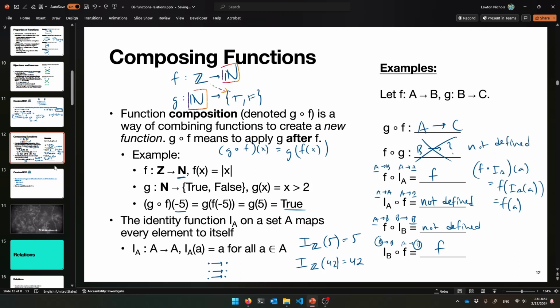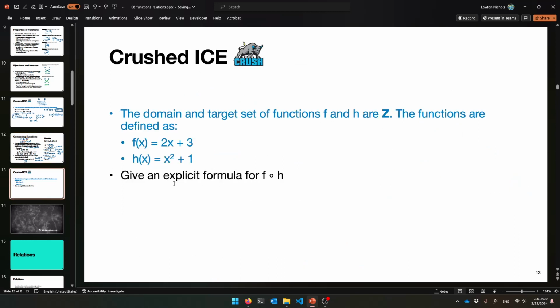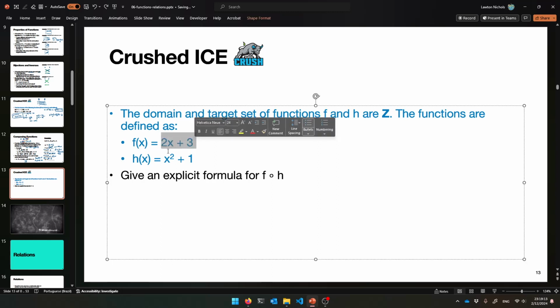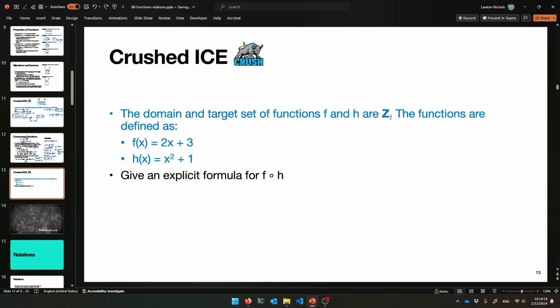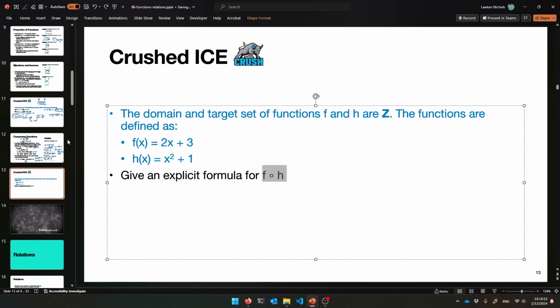That's composing functions, or function composition. You try. So let's say the domain and the target for functions f and h are Z, so just naturally they're going to correspond. It'll work out if you try to compose them. Here are two functions. Here is f of x, 2x plus 3, and here's h of x, x squared plus 1. Because they're going from Z to Z, both of them, their composition aligns properly, so the composition exists, it is well defined. See if you can come up with an explicit mathematical formula for f after h.